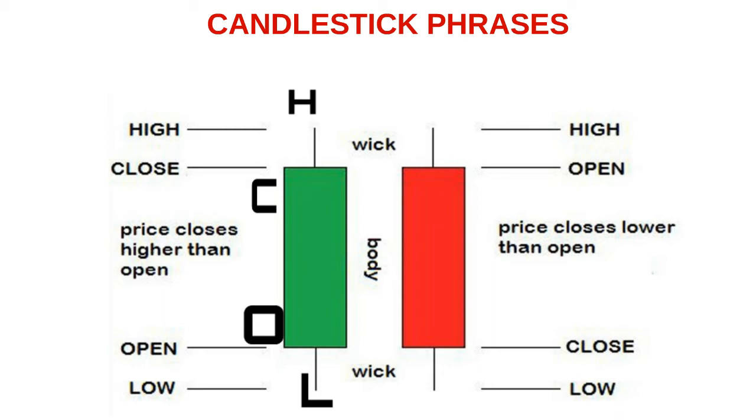Let me take an example here. Consider the time frame as a day. In a bullish candle, the price opens at O for the day, and H and L are the highest and lowest prices reached on the particular day, and finally the market closes at C. Since the close price is higher than the open price, it is a bullish candle. If the close price is lower than the open price on the particular day, then it is called a bearish candle. The length of the candle signifies the range for the day. The longer the length, the more intense is the buying or selling.